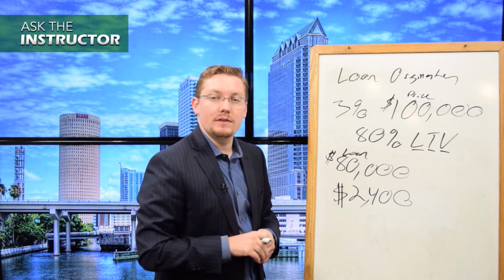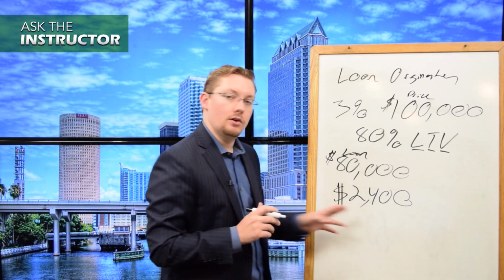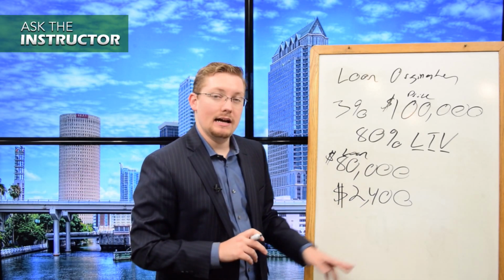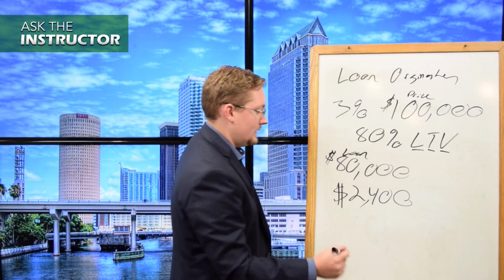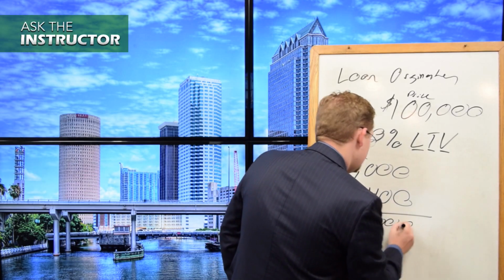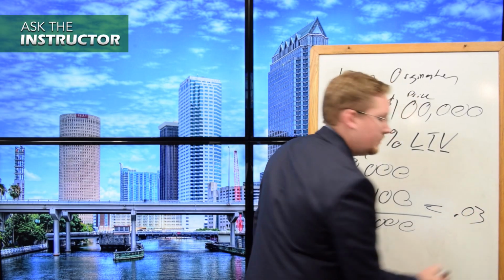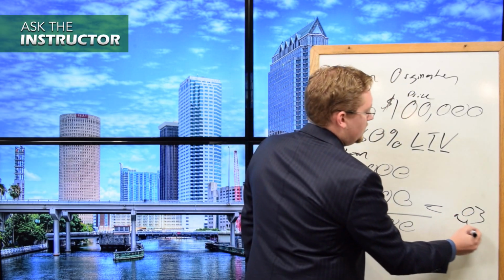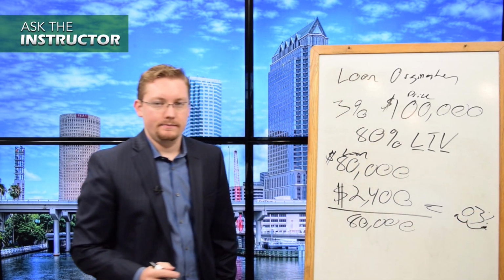And we could also solve this backwards. How can we solve this backwards? Well, let's say the loan origination fee is $2,400, and we want to figure out what that is in terms of a percentage. All we're going to do is take 2,400 divided by 80,000, and we're going to end up getting 0.03. You put that in your calculator, you just move 2 places to the right, and that gives you 3%.